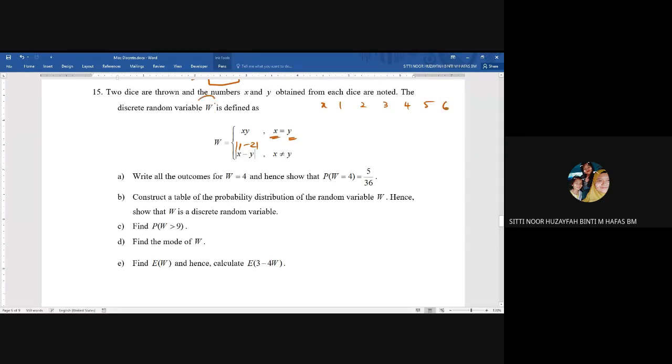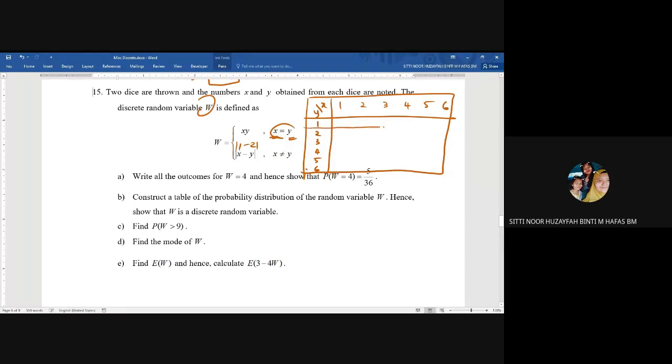So w depends on the values of x and y. How about y? We also have 1, 2, 3, 4, 5, and 6. So what are the values of w we should have? It depends on the values of x and y, right? So let's make the table first to check the outcomes, to list out all the possible outcomes.